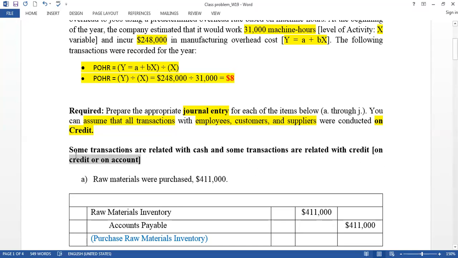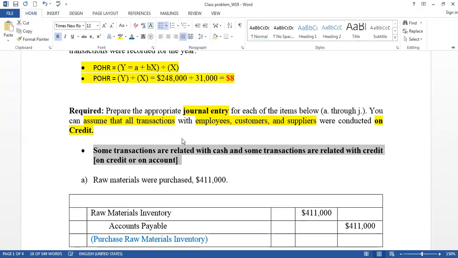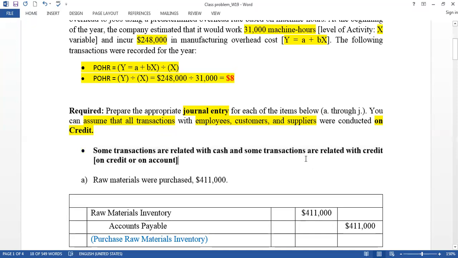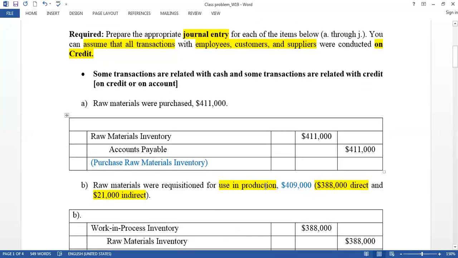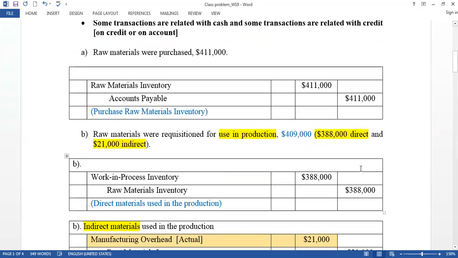So in the exam, I may prepare a question. I can give you some transactions that are related with cash and some that are not related with cash. So you have to read the question carefully to solve these journal entries. And in the exam question, you will have journal entries from here. Any question?